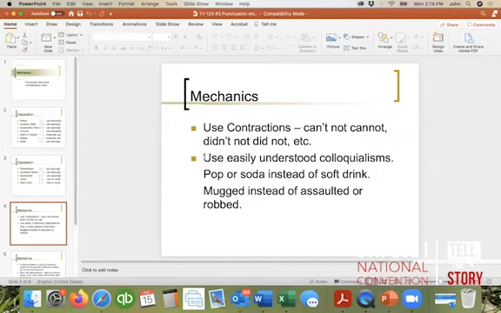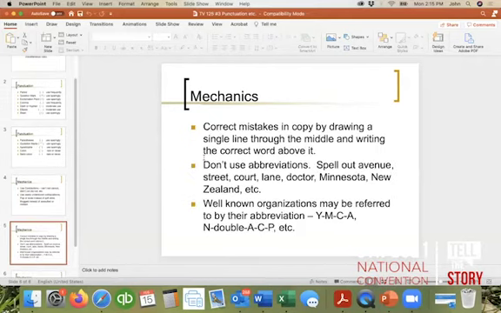Mechanics. I think it's a little bit more conversational to use contractions. Use can't instead of cannot. Didn't instead of did not. Unless, of course, you want that emphasis. You know, so-and-so says they did not do that. And then actually how I would script that, I would do did, and then I would put little asterisks on the front and back of not as my cue for the anchor to emphasize not. So there's ways around that. Pop or soda instead of soft drink, mugged instead of assaulted, robbed, you know, find conversational ways to do things.